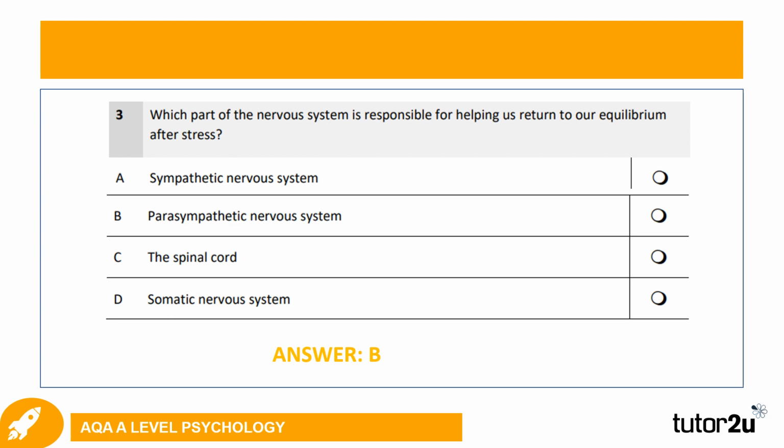Well done if you identified the correct letter as being B, the parasympathetic nervous system. Now remember, the parasympathetic nervous system is the part of your nervous system which is responsible for bringing everything back down once the fight or flight mode has been activated, once adrenaline has passed through the body when you are put in danger or a stressor has been placed in front of you. The parasympathetic nervous system is what is going to bring your body back down to that state of equilibrium.